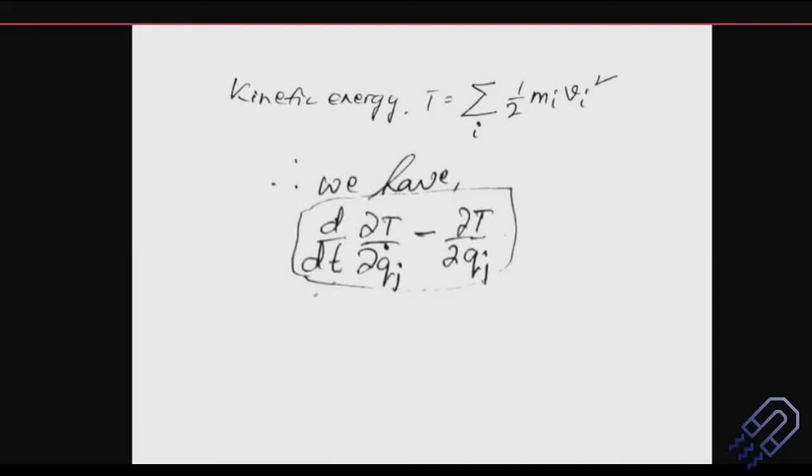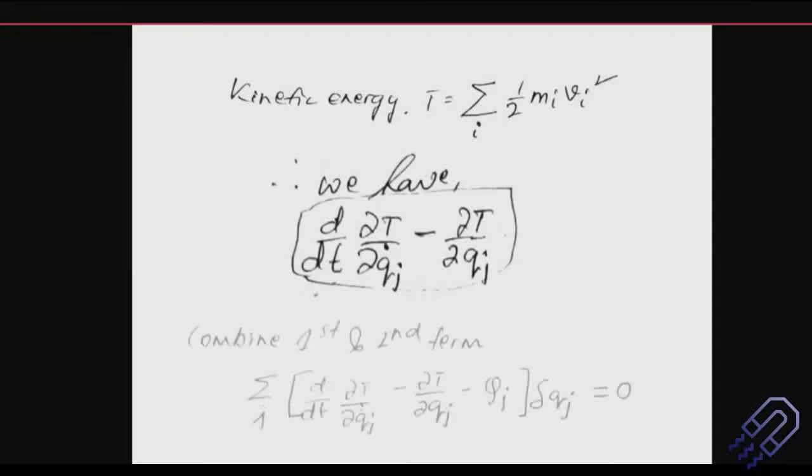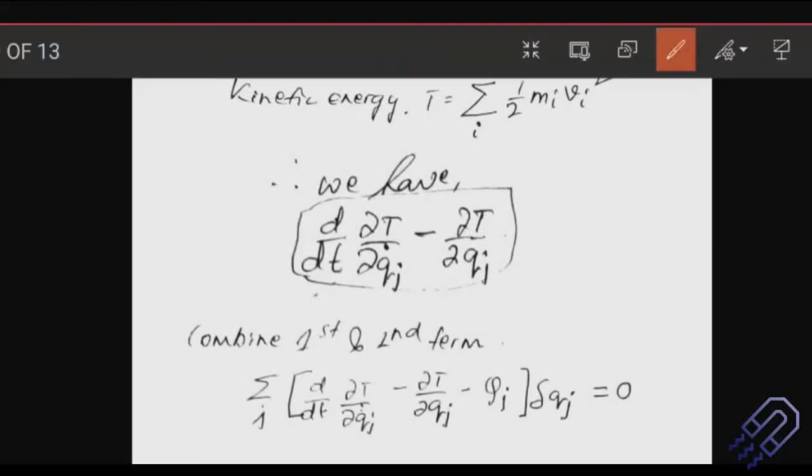It becomes d/dt of delta T delta qj dot minus delta T delta qj. So this is our second term. What was our first term? The generalized force. We are going to combine them together. We combine the first term and the second term. This was our second term, which we have just now derived, and the first term we derived was nothing but the generalized force. Both of them had the virtual displacement with them, so we take the virtual displacement equal to 0. This is the form of the equation that we got. That means we are slowly arriving at the result.